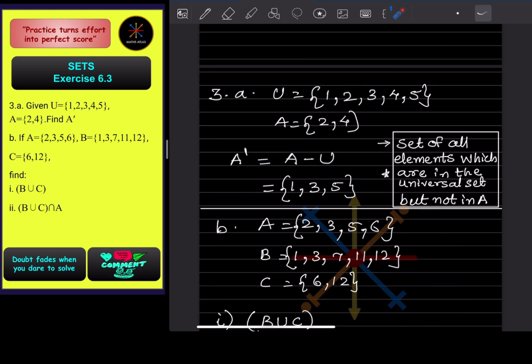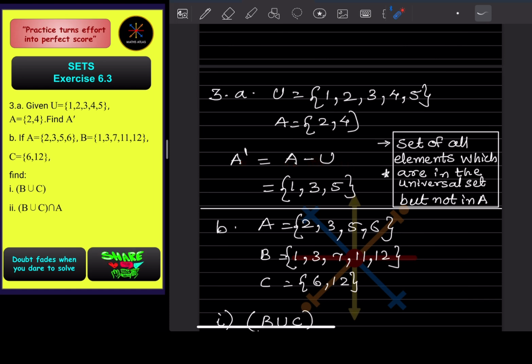So now we'll see question number 3. Given this is the universal set, u is equal to 1, 2, 3, 4, 5. The same thing is written here. Then this is also given, a is equal to 2 and 4. So you have to find a dash, which is the a complement. So a complement means the universal set minus a.